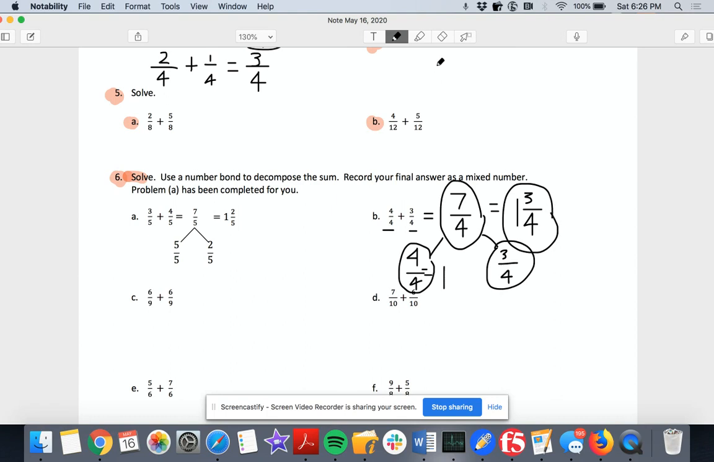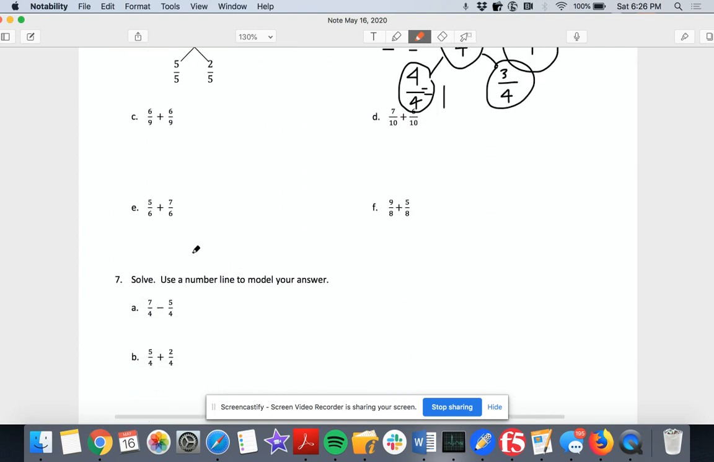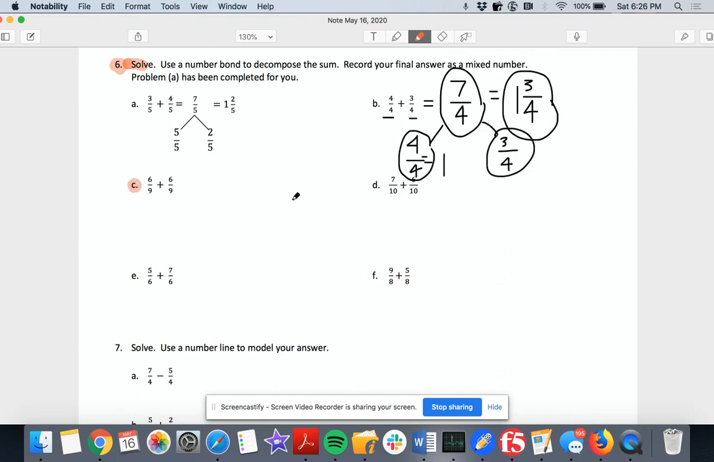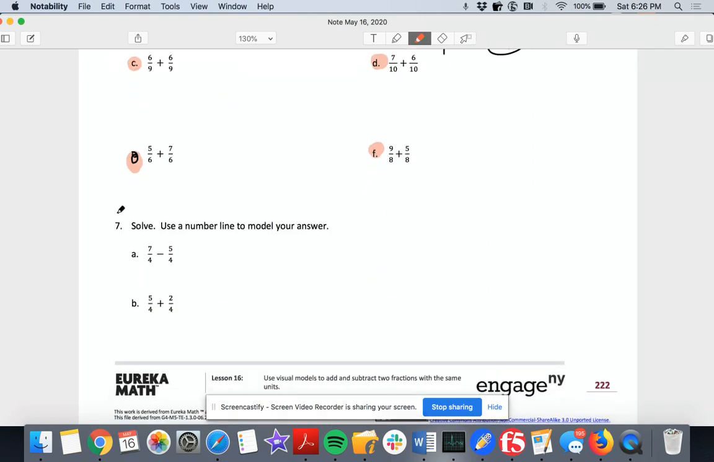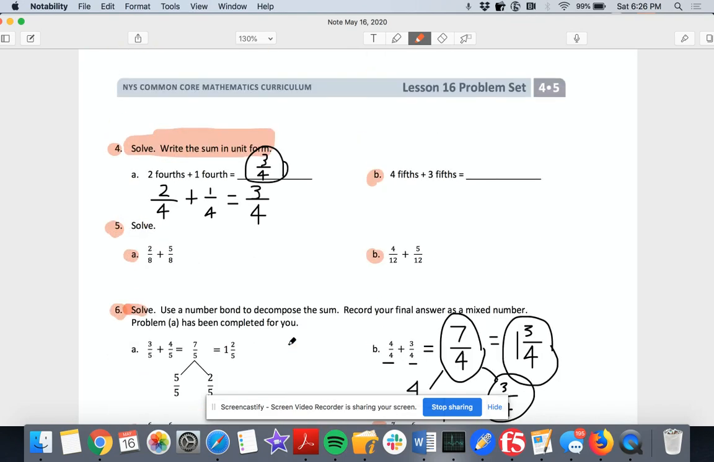Okay, so a pretty new concept, but fairly easy once you draw the number bond and once you differentiate those fractions. Okay, so go ahead and do 6C, D, E, and F on your own. And also try number 7 on your own, and they are asking you to use a number line to model your answers. So this is totally optional, so you could do it the standard way or use a number line. But try A and B, and that just about covers it.